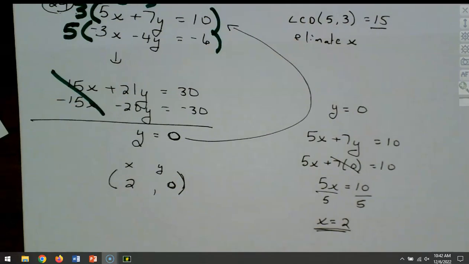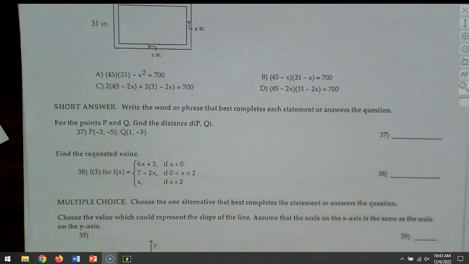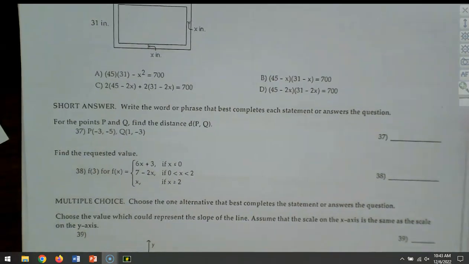So let me find the sign-in sheet here. We're going to look at question 38. And I've got homework to pass back as well. Here's the sign-in sheet. And before you leave, don't forget to pick up any of your back homework. Okay, so let's look at 38. And that's going to list out just right on top. So question 38.